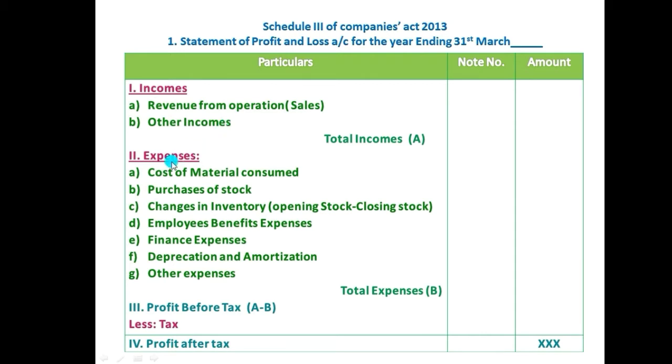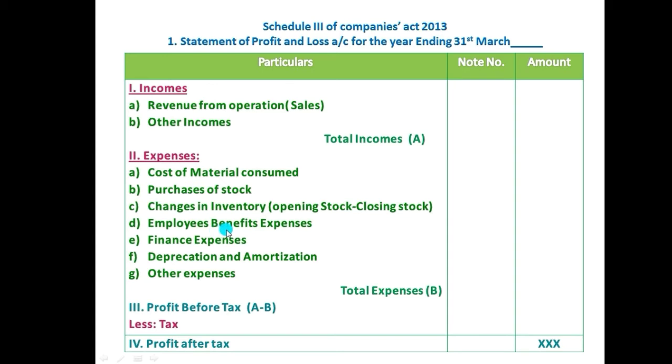And next is expenses. Under expenses, we need to record first the cost of materials consumed. Cost of materials consumed is the total amount of material used by the company in the financial year. We need to record it under this. And next is purchase of stock. During the 12 months period, whatever goods are purchased by the company, we need to record under purchase of stock. Next is changes in inventory. Under changes in inventory, we record the difference between opening stock and closing stock.